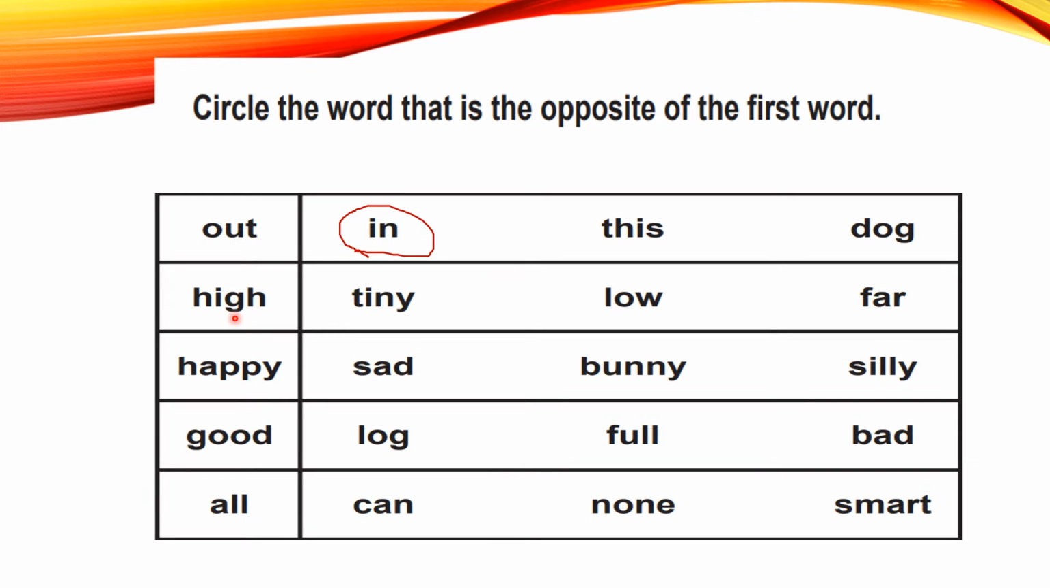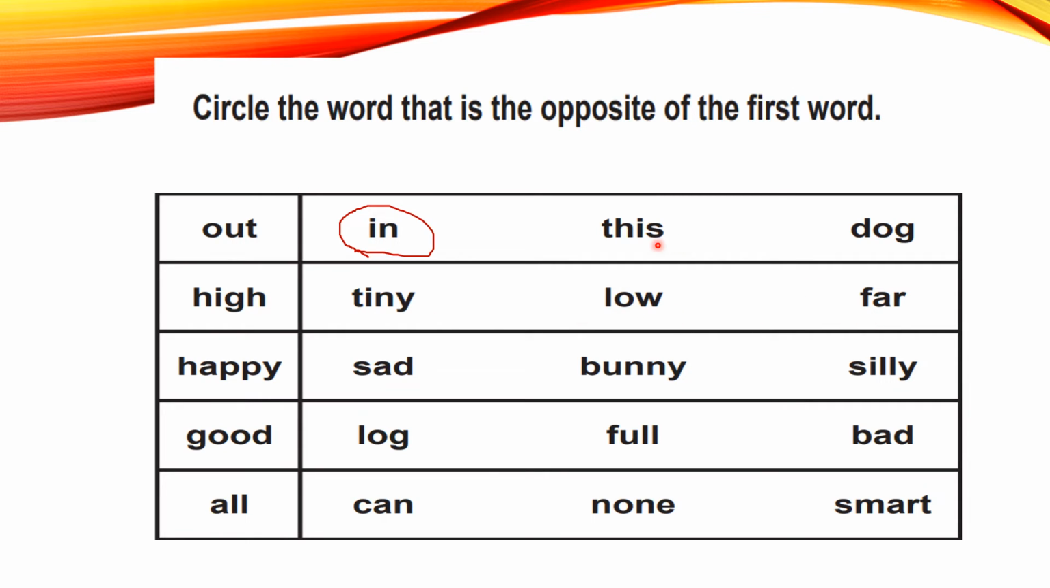Next comes high. Again, I have told you, the opposite of high is low. Hills are high altitude, right? The opposite of high is low. See, this is low. Again, there are two other words given here. Tiny. Tiny means little. The opposite of little is huge, big. The opposite of small is big. So it will not come.